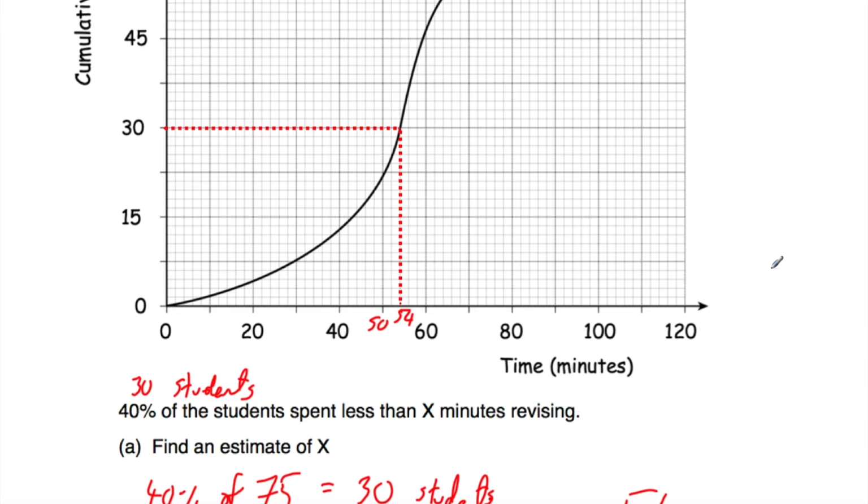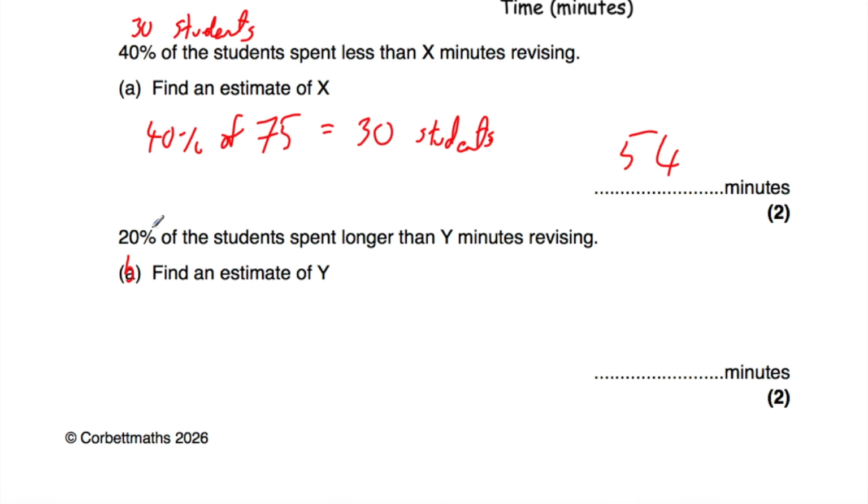And that's it. Okay, and then if we go on down, part B says that 20% of the students spent longer than Y minutes revising, and we've been asked to find an estimate of Y. So let's find out what 20% of 75 is to begin with. Well, that's going to be half of 30, because that's 40%, so that's equal to 15 students. Alternatively, you could find 10%, which is 7.5, and double it, and that's equal to 15 students as well.